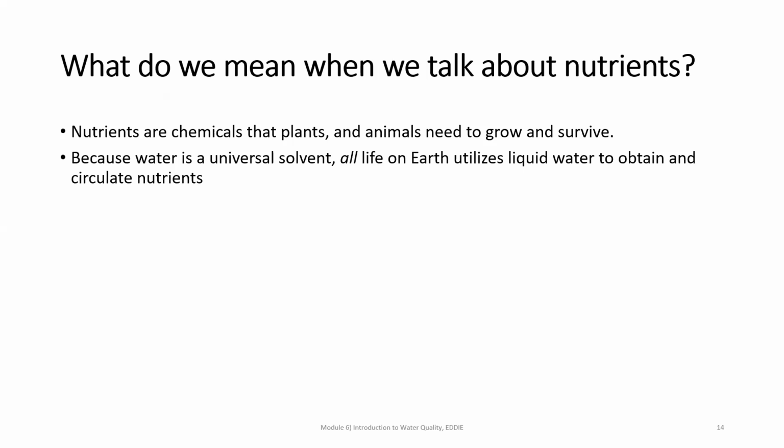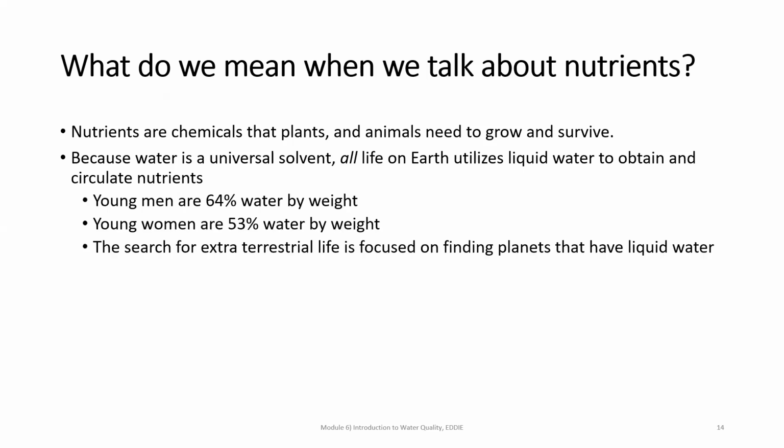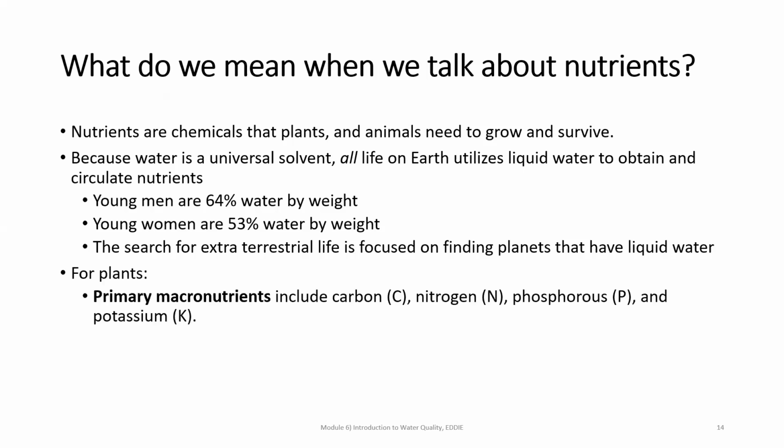Water is a universal solvent again. That means all life on Earth utilizes water to obtain and circulate nutrients. So this again is why we are really interested in how water impacts a lot of these things. Men are about 64% water by weight. Women are about 53%. When we search for aliens, right, we're always focused on finding planets that have liquid water because we know water is important, right? It can circulate and obtain nutrients.